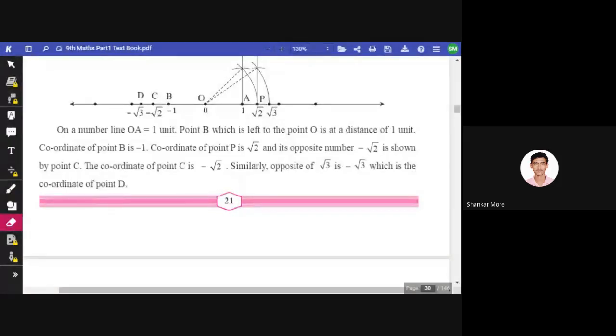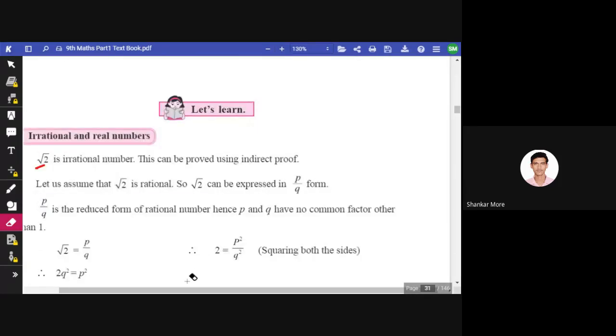So यहाँ पे हमें A, P, B, C, D, O ये सारे points दिए हैं, and like on the right side we have point P, which shows the number square root of 2 positive, and on the left side we have point C, which shows negative square root of 2, right? So there is nothing much to discuss about it.